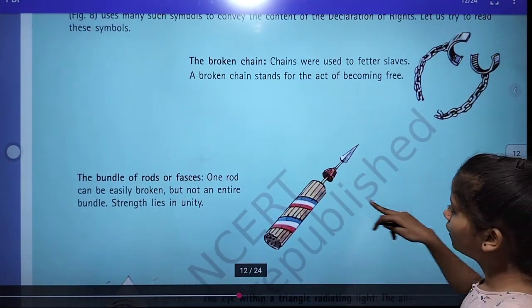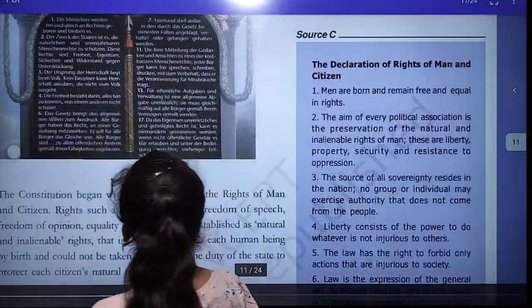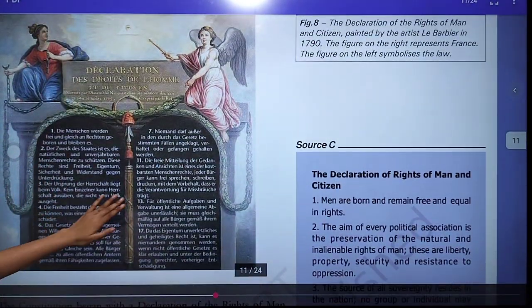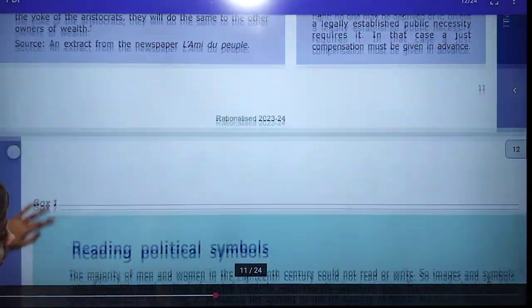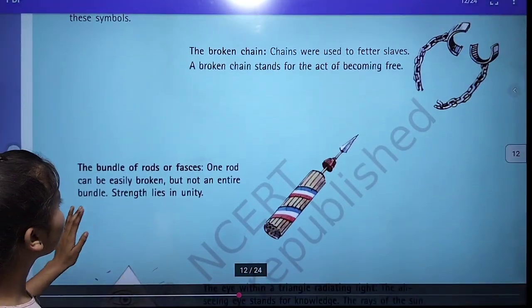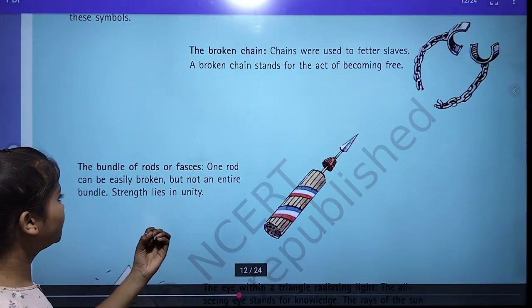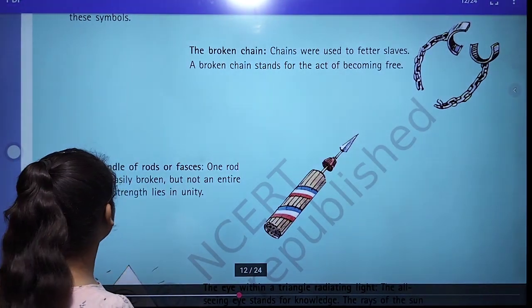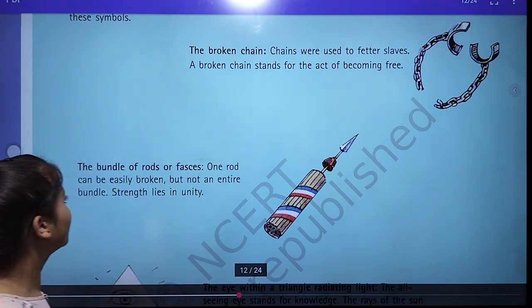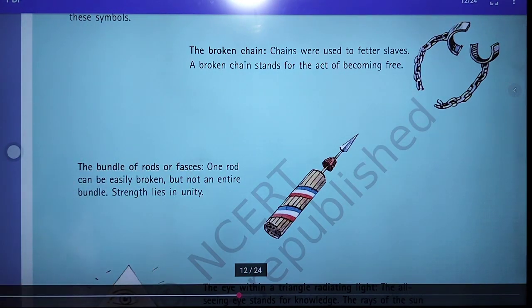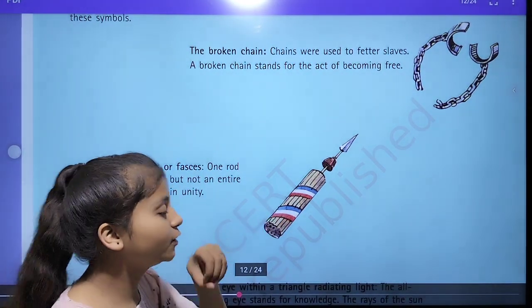And this one, where is it given here? This one is a bundle of rods, and it means that one rod can be easily broken but not an entire bundle. Strength lies in unity. One rod can easily be broken but the entire bundle cannot. This shows unity.